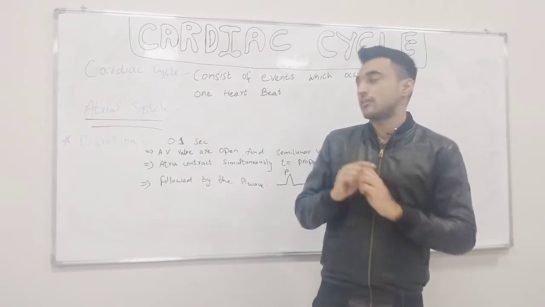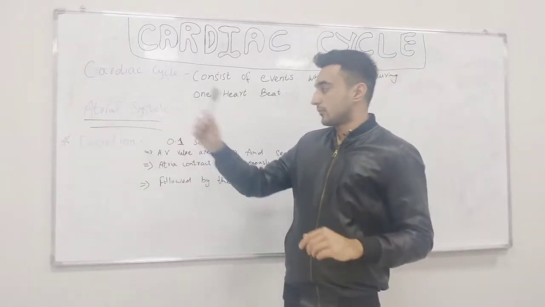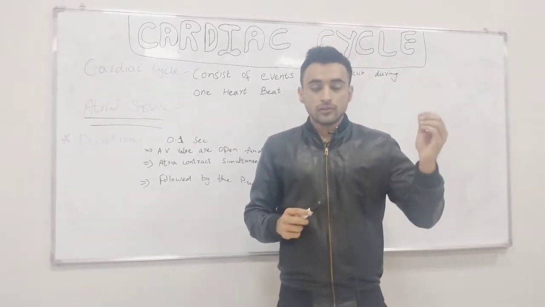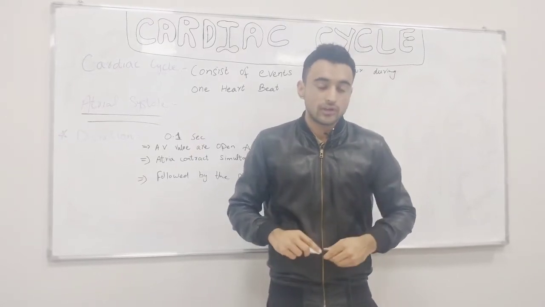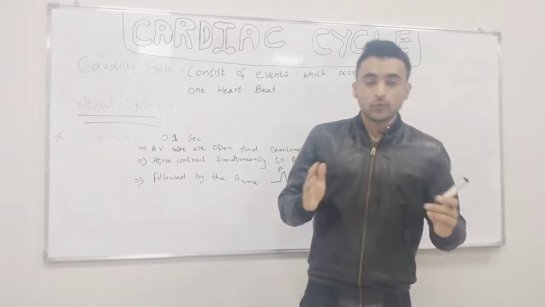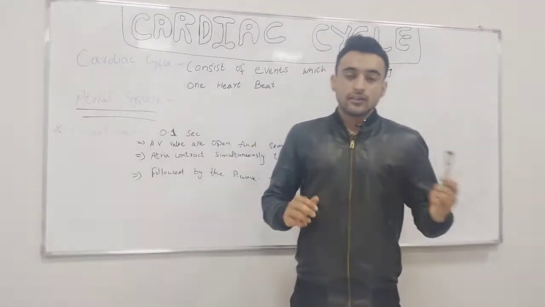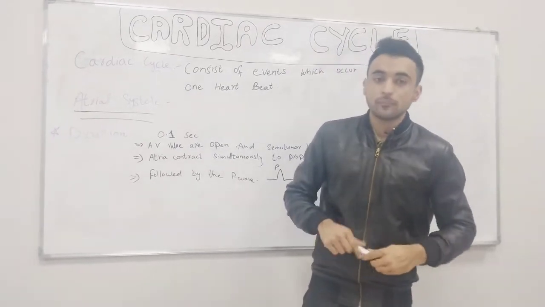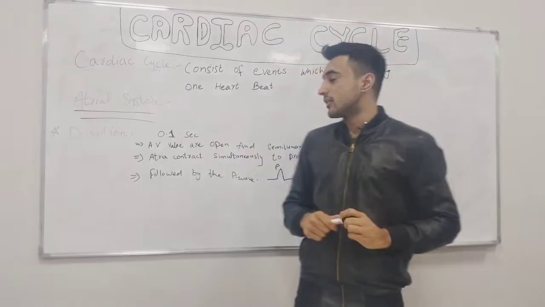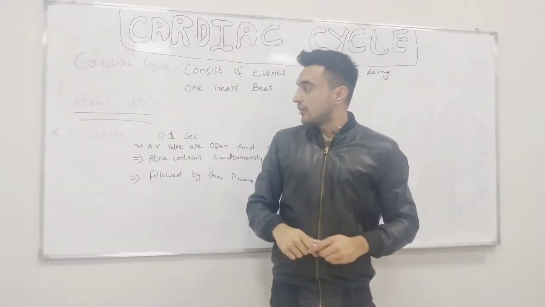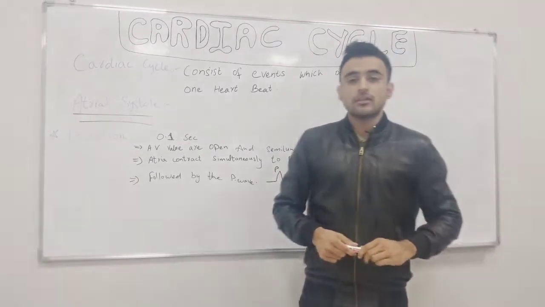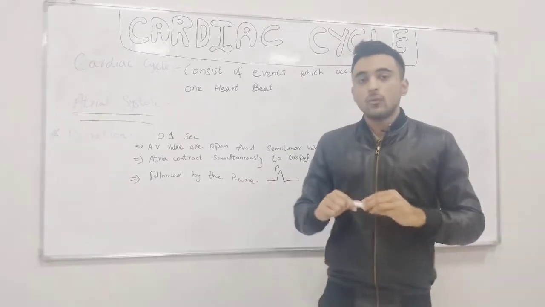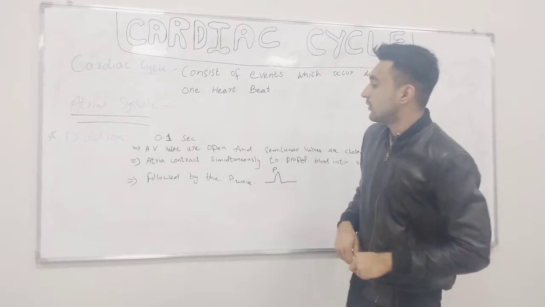So we will start with the atrial systole. What happens during the atrial systole? During the atrial systole, the atria contract by receiving the electrical impulse from the SA node, which is situated at the top of the atrium. By receiving that impulse, the atria contract and propel the blood from the atria towards the ventricles. The duration of this atrial systole is 0.1 second, and during this, the atrioventricular valves are open to allow the blood to flow from the atrium into the ventricles, and the semilunar valves are closed.